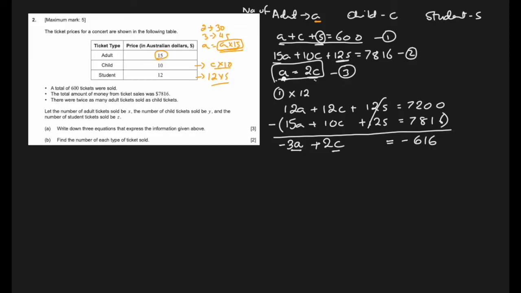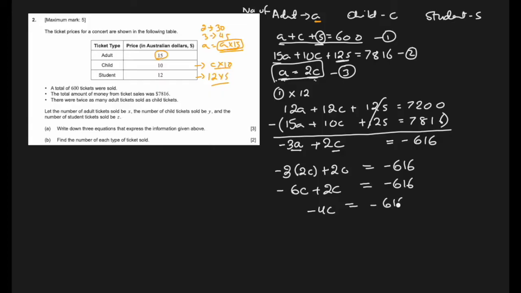So now we'll substitute A by 2C. So we'll write minus 3 times A, which is 2C, plus 2C equal to negative 616. So negative 6C plus 2C is negative 4C equal to negative 616. Divide both sides by negative 4 to get the value of C. 4 and 4 cancel, and these become positive. We get 154 tickets for children were sold.